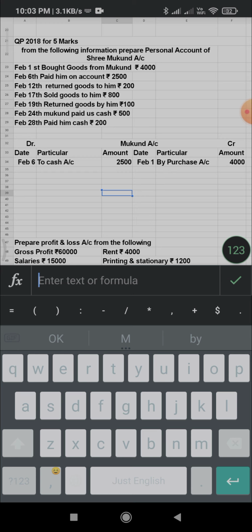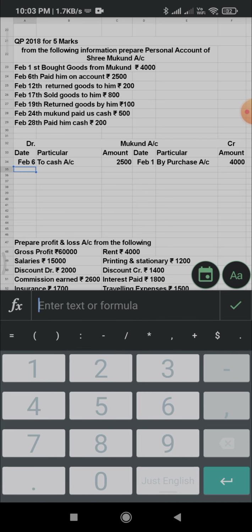Next, February 12th, returned goods to him. On February 1st we purchased the goods from Mukund, and now we are returning the goods to Mukund. That means it is a purchase return. Always treat purchase return as an income. So Mukund is the receiver, and Mukund account will be debited, and purchase return is treated as an income, so the purchase return account is credited.